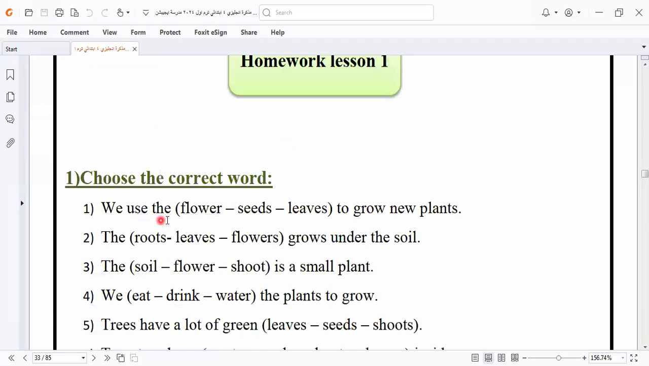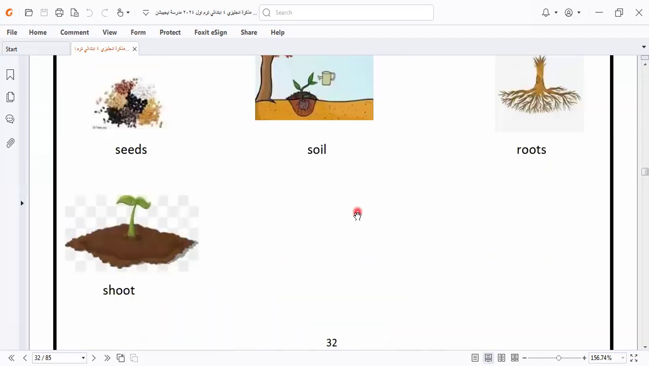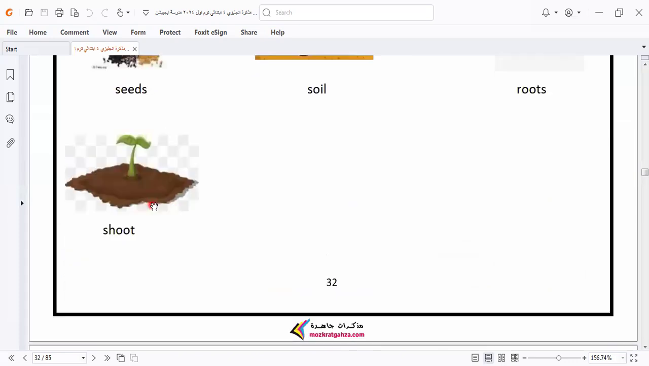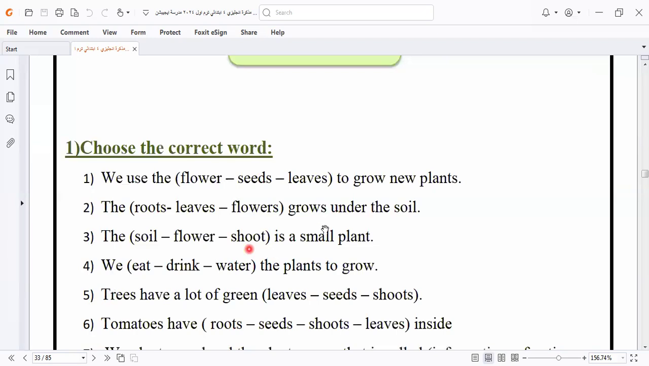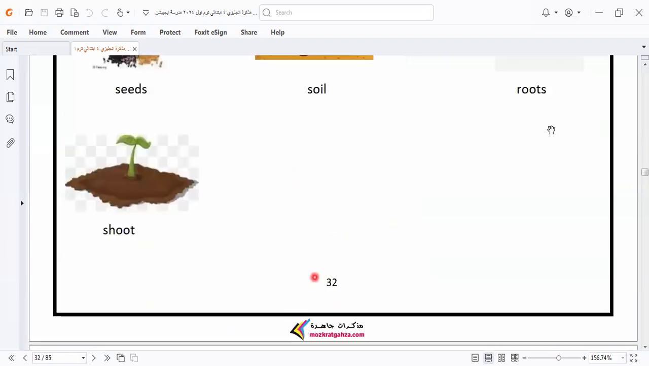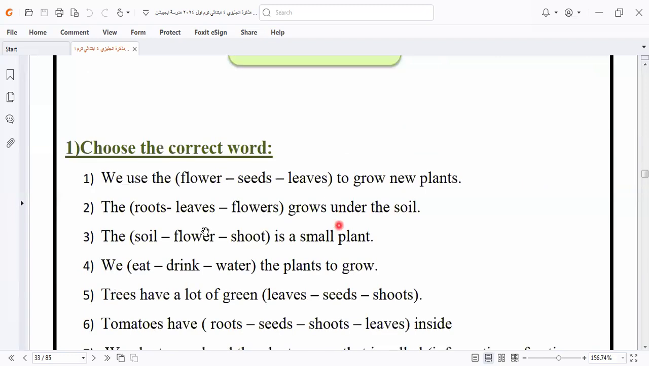We use flowers, seeds, and leaves to grow new plants. When we want new plants, what can we do? We put seeds on the land. So the answer will be: we use seeds. What grows under the soil? This is the soil. Which one goes under the soil? Roots. So I select this one.